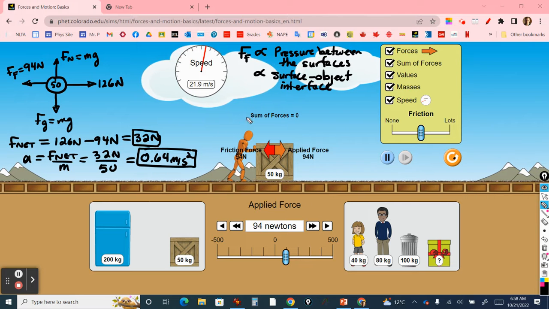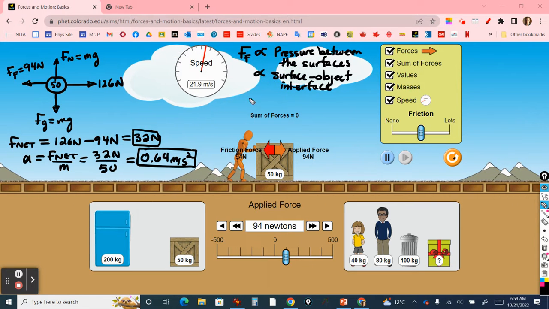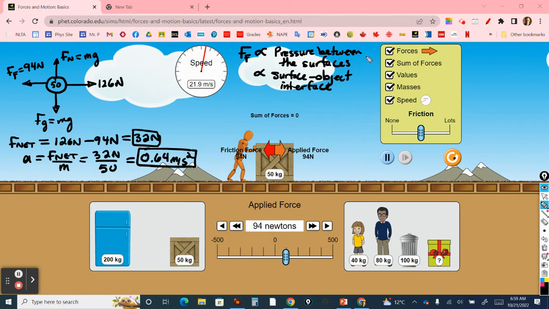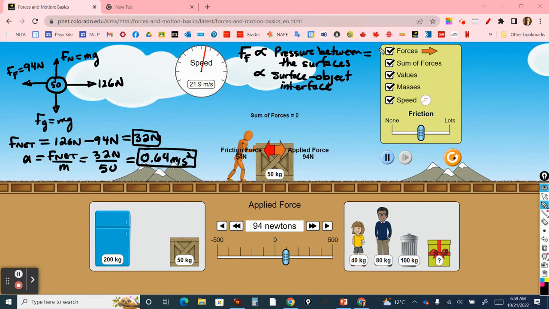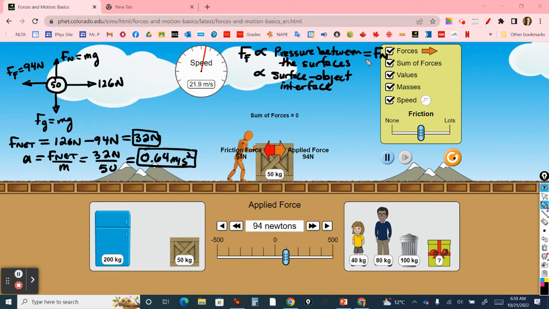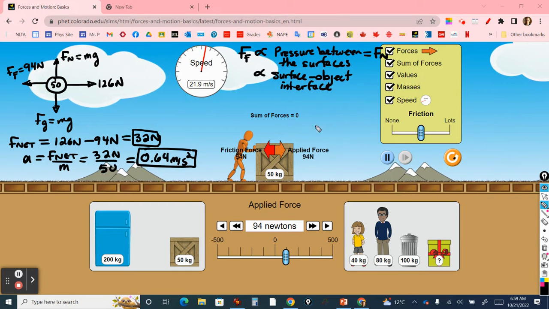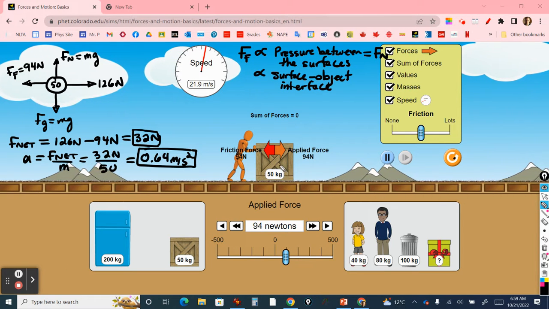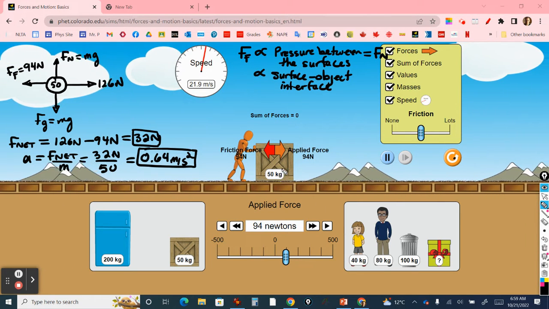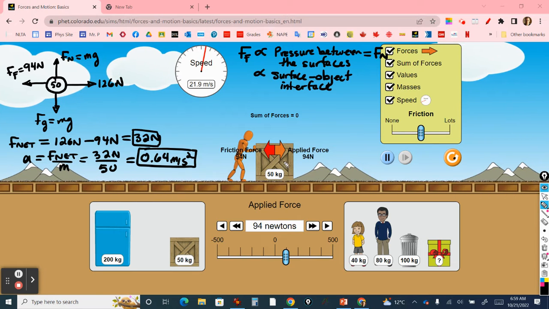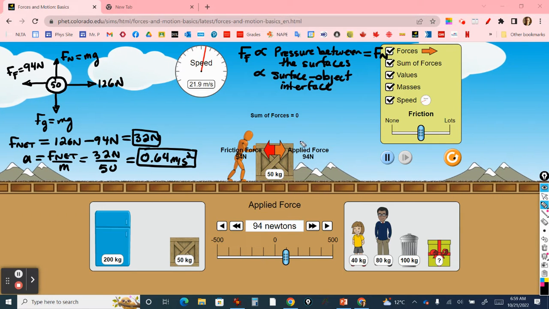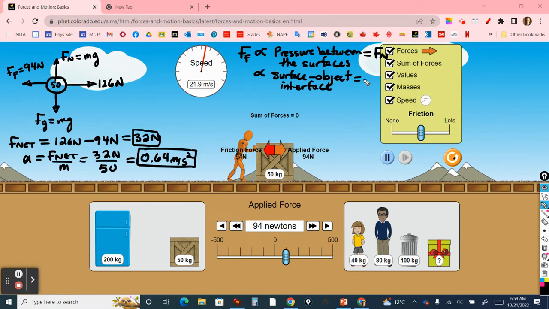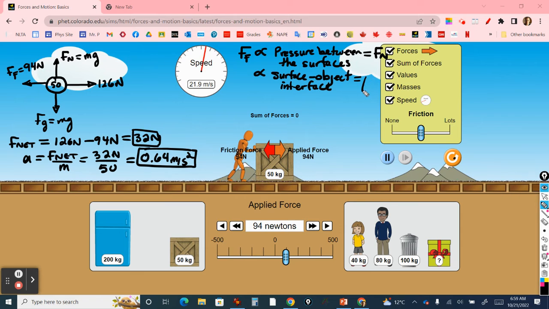Now, the way that we quantify that is we do this. The pressure between the surfaces is just equal to the normal force. I have to use this space here. This is the normal force. The normal force is how hard the surface is pressing up to meet the pressure pushing down. Whatever pressure is pushing down on the surface, the normal force will match that by pushing back up. And the surface object interface is quantified by a symbol called mu.